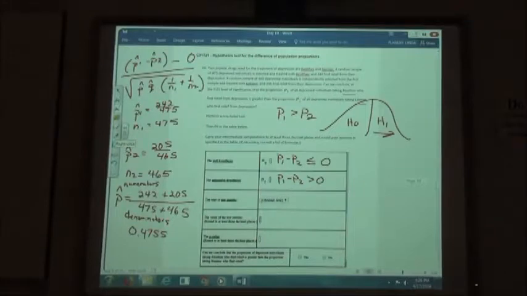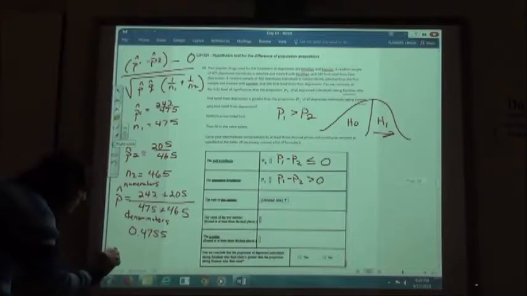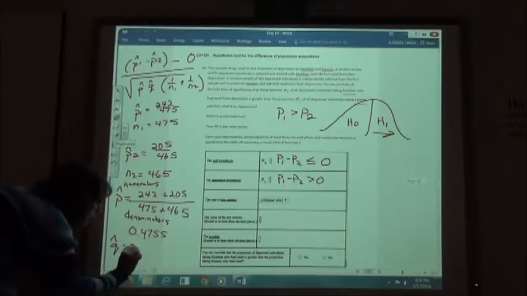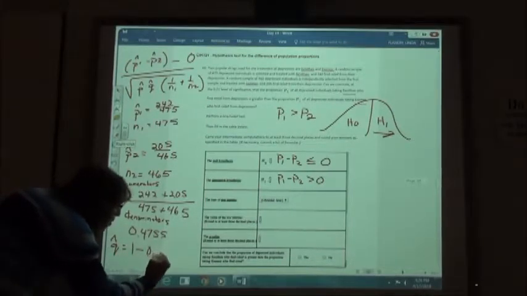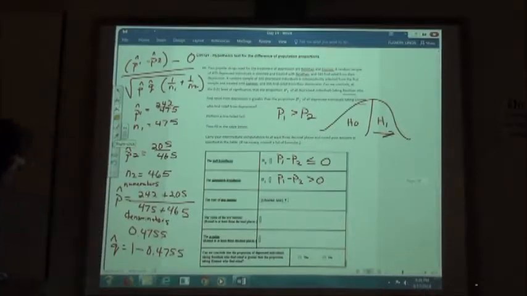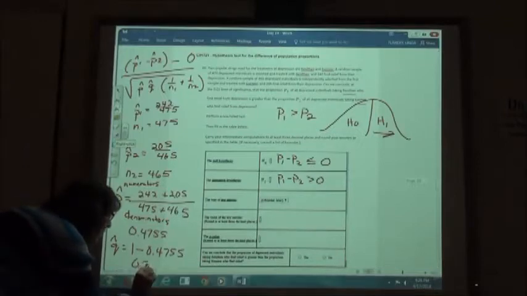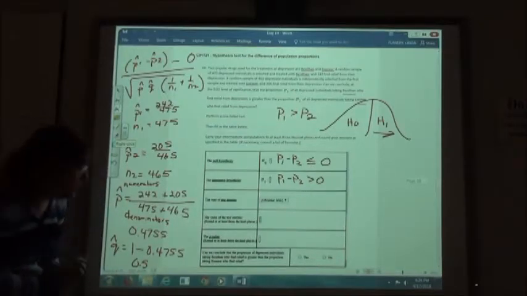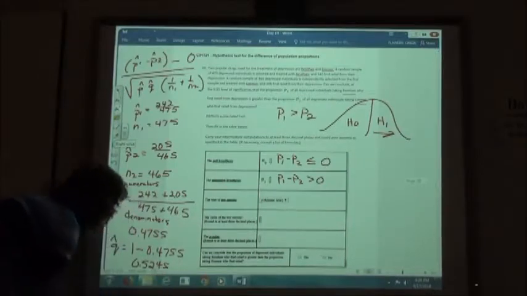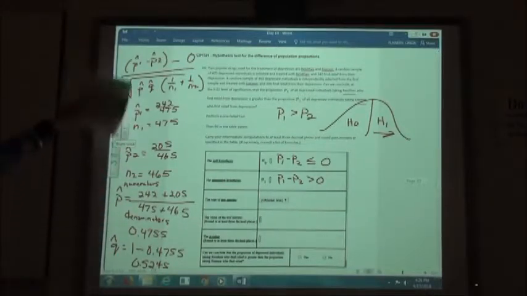All right. So that means for q hat, we are going to do 1 minus the p hat, 0.4755. So if you do 1 minus that value, you get 0.5245. Okay? So now we can go to our formula.